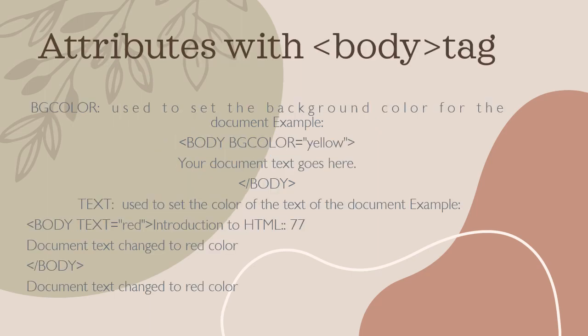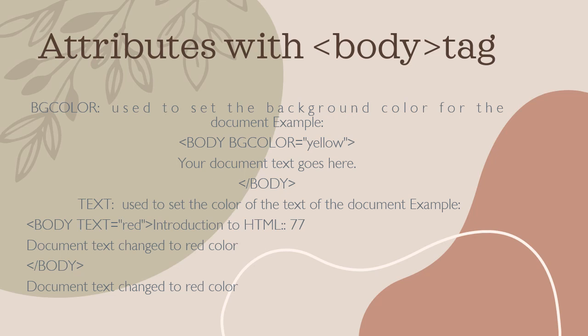Moving to the next, attributes with the body tag. Here we can use the attributes within the body tag. Actually, attributes give more information about the tags. Here we have used the background. BG color stands for background color, used to set the background color for the document.